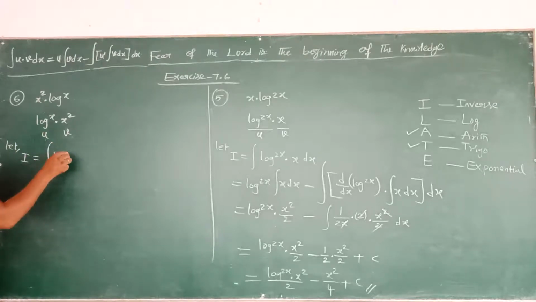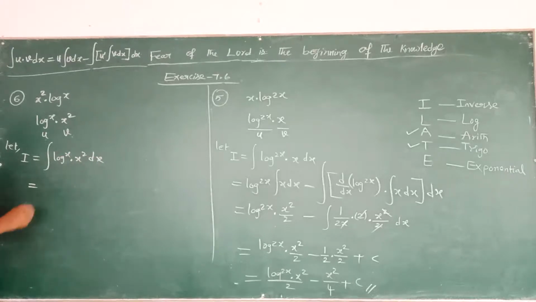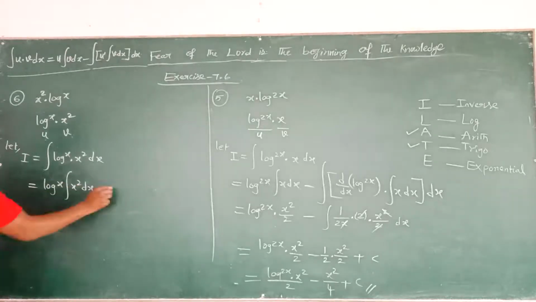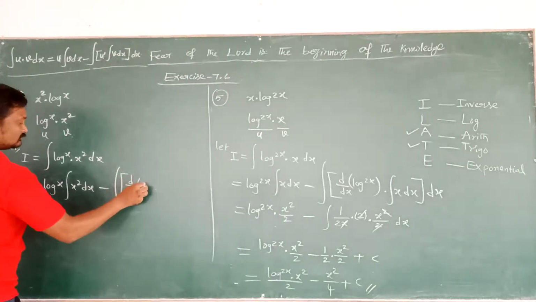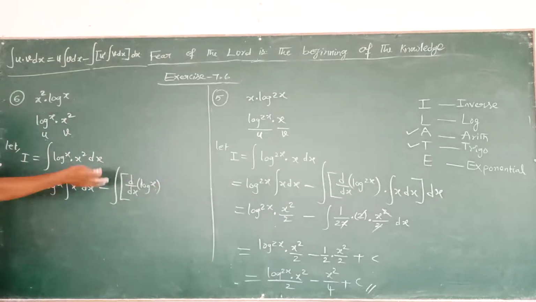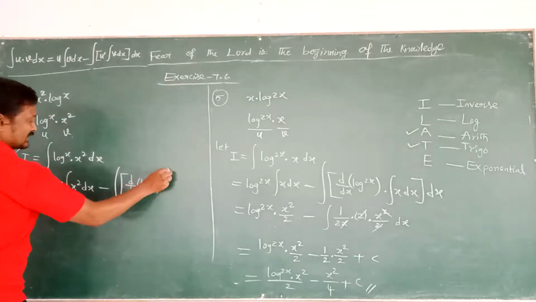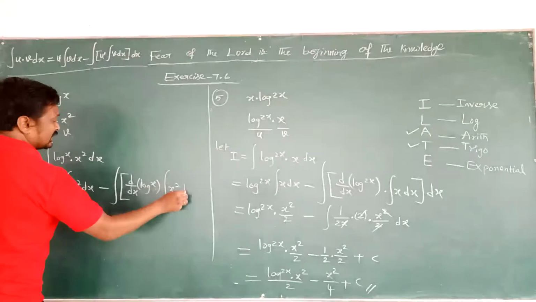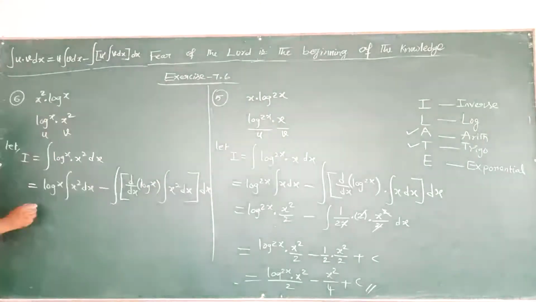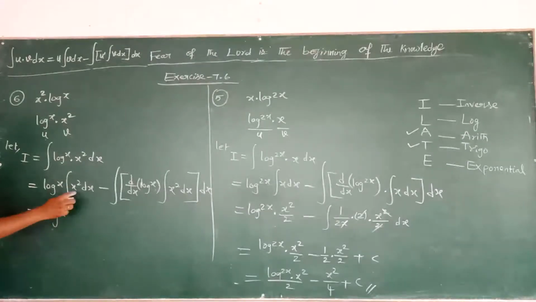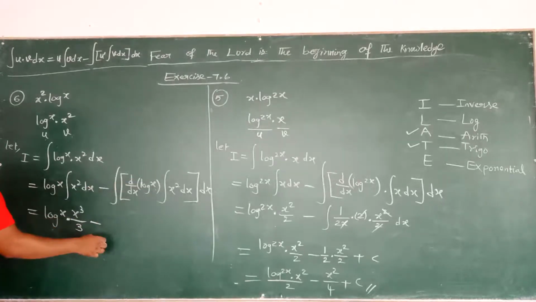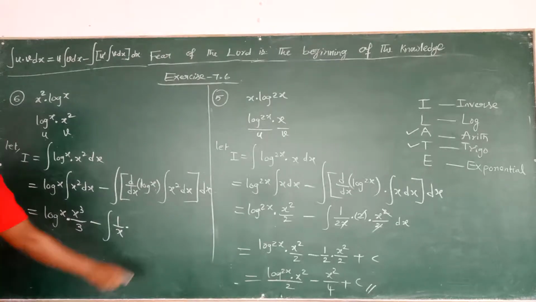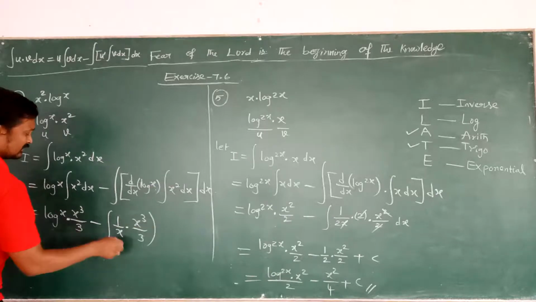Integral log x into x square dx. Now this is equal to first u v, log x, integral x square dx. Next, minus symbol, then integral, bracket start, d by dx of log x. Actually I need to write directly, but I was not writing because you need to understand. Next, integral of v, which is nothing but x square dx, that into dx. Let's simplify this. First, log x, integral x square dx means x cube upon 3, minus d by dx of log x is nothing but 1 upon x, that into integral x square, which you know is x cube upon 3, that into dx.